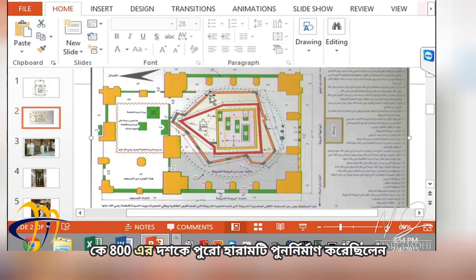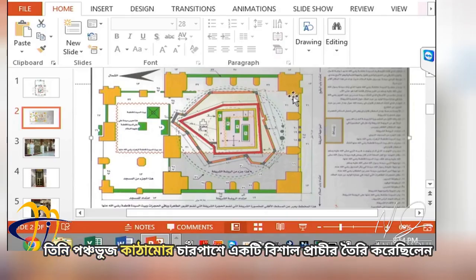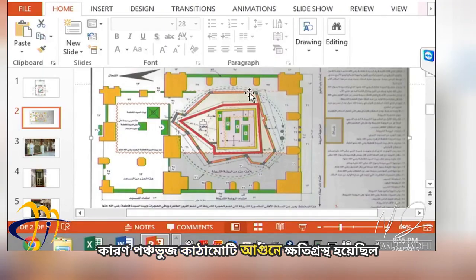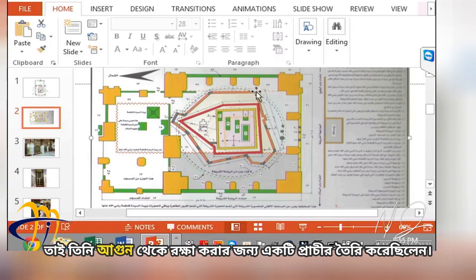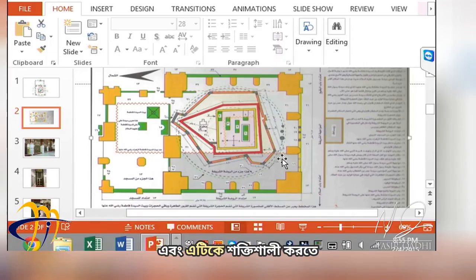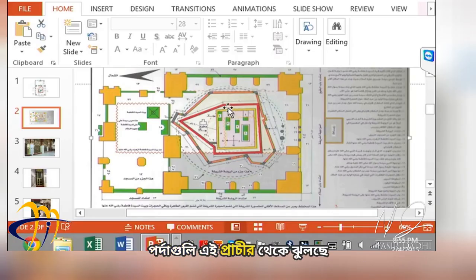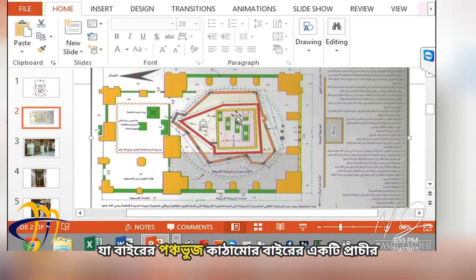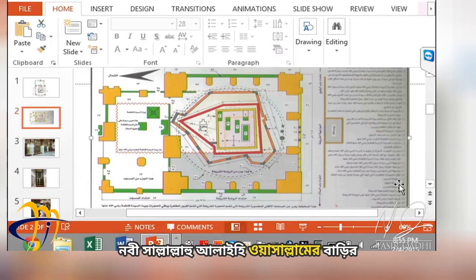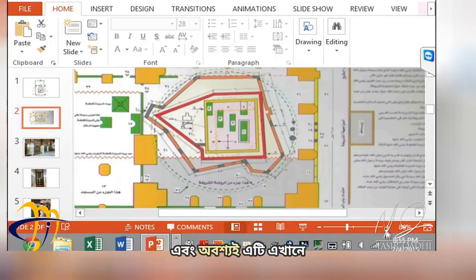So when Qaitbai rebuilt the entire Haram, Qaitbai in the 800s, he built a large wall around the pentagonal structure because the pentagonal structure had been harmed by the fire. So he built a wall to protect it from the fire and to fortify it and to put the curtains on it. So it is said that the curtains are hanging from this wall, which is a wall outside of the pentagonal structure, outside of the house of the Prophet ﷺ. And of course, this is the Rawda over here.